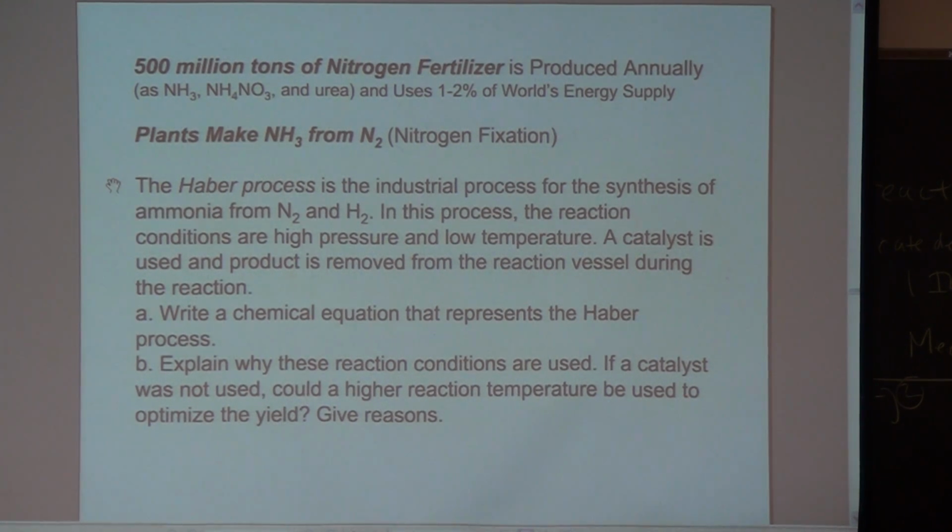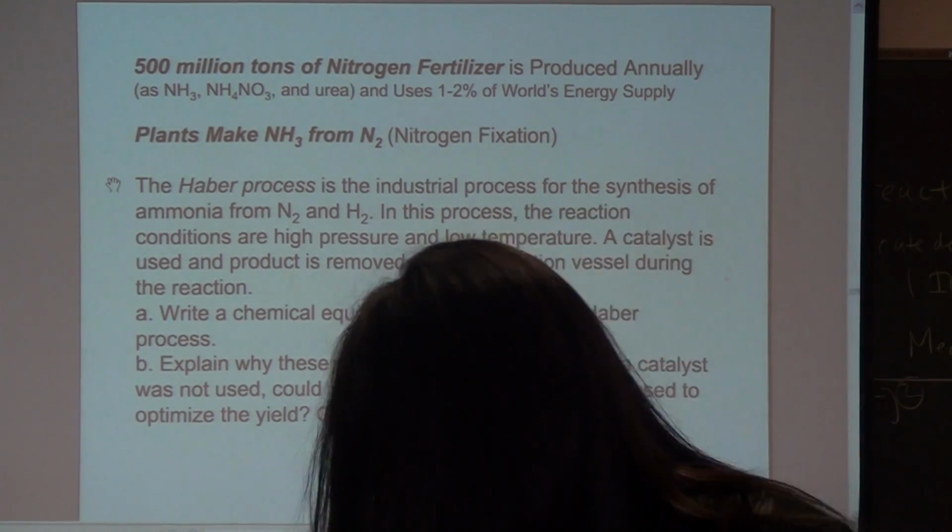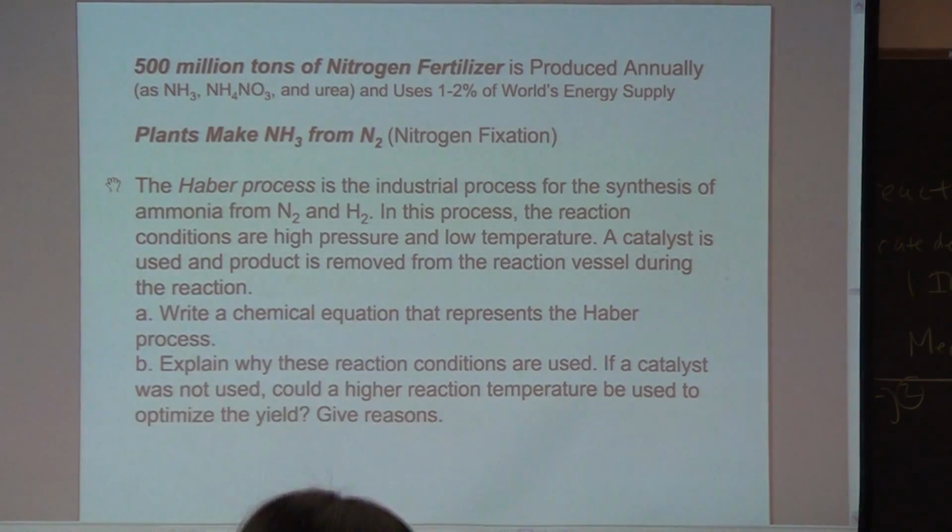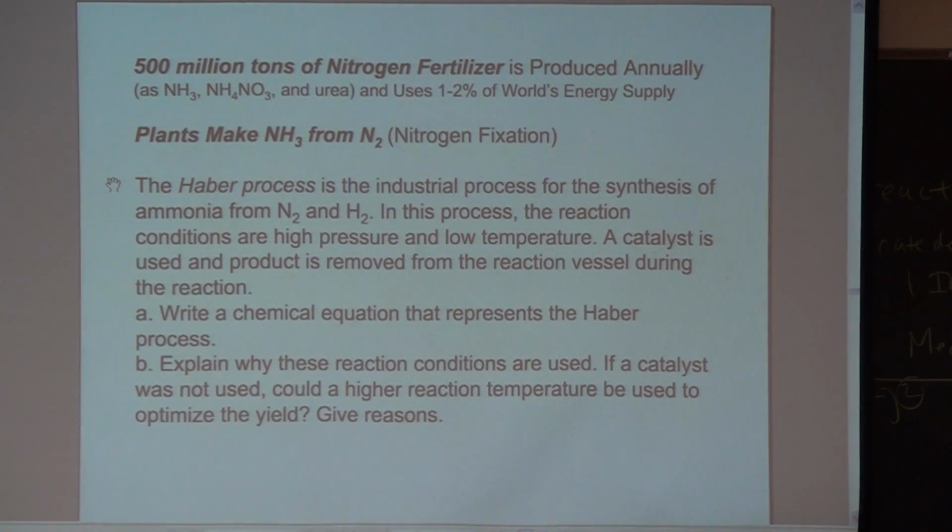Anyway, this is the industrial process to make ammonia. It's called the Haber process. It produces ammonia, NH3, from N2 and H2. The reaction conditions are high pressure and low temperature. A catalyst is used, and product is removed from the reaction vessel during the reaction.